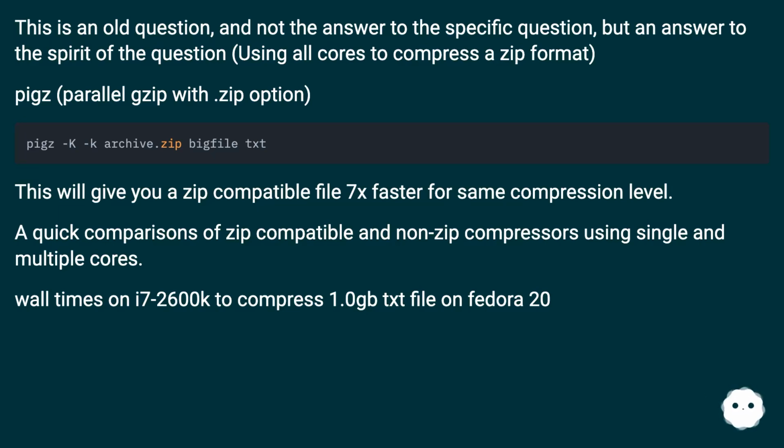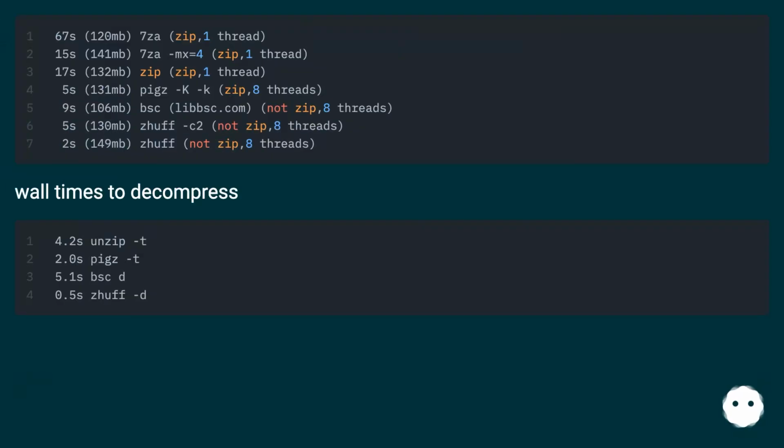A quick comparison of zip-compatible and non-zip compressors using single and multiple cores. Wall times on an i7-2600K to compress a 1.0 GB TXT file on Fedora 20. Wall times to decompress.